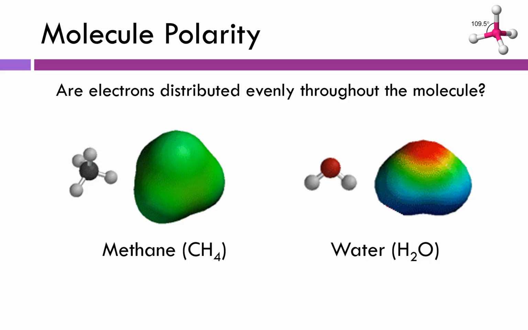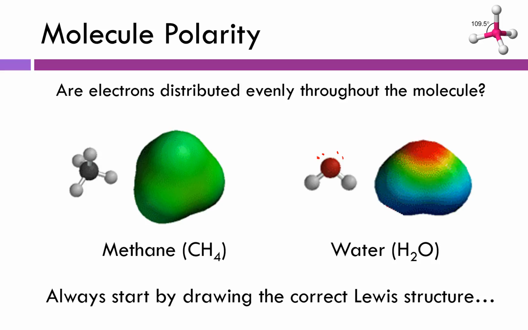If you look at something like water, it's got its two unshared pairs of electrons. Water is a polar molecule. Oxygen has a very high electronegativity, and it's going to pull the electrons away from both of those hydrogen atoms, leaving us with a negatively charged oxygen side of the molecule and a positively charged hydrogen side of the molecule.